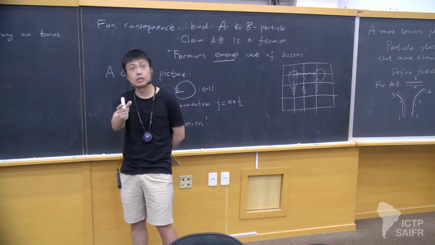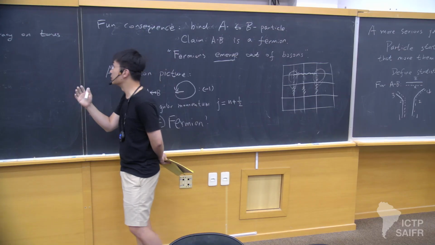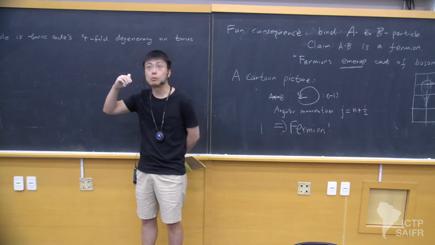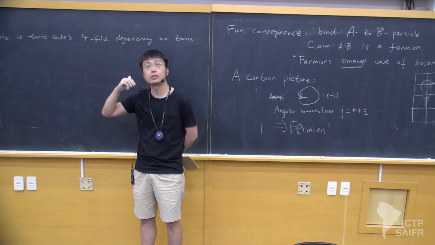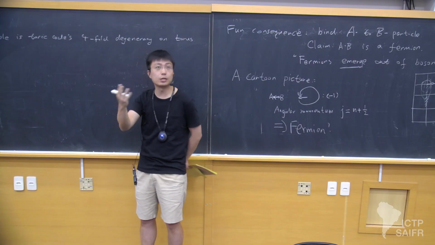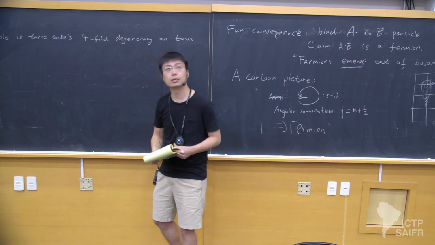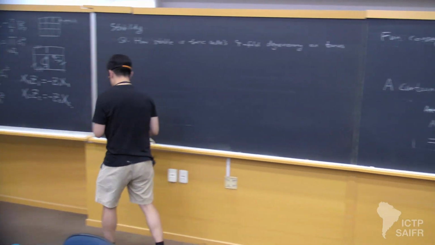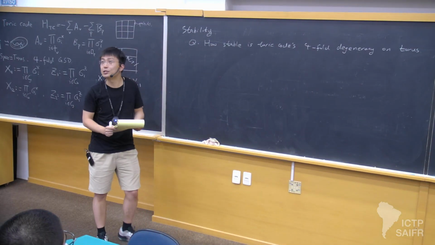So a legitimate worry is whether you have a similar problem for the fourfold ground state degeneracy for toric code. If you do, then this is a lot less interesting. It turns out this is stable, and you already have enough information to show that.